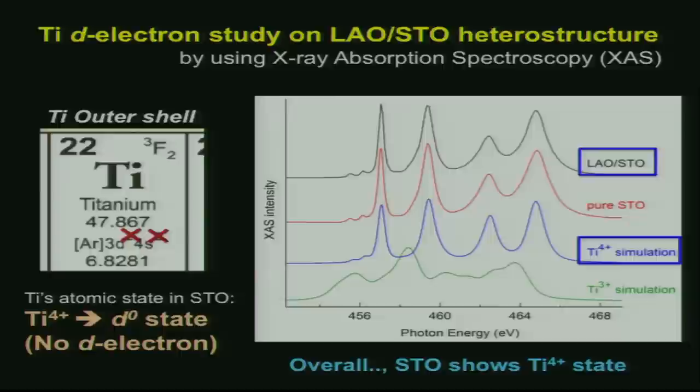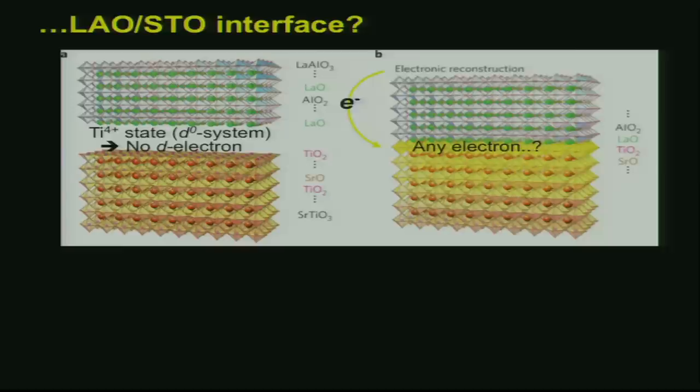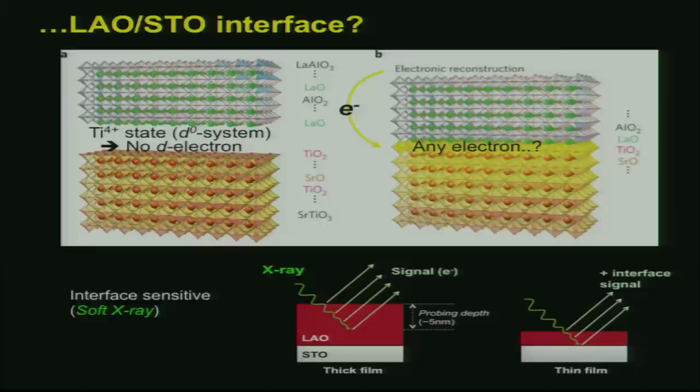That's true, we don't know. Because people expected that the electron is around some interfacial region. So that's why we want to do an interfacial study. So that is if we use soft X-rays. Soft X-ray energy is 10 times smaller than hard X-ray, weaker. It means the wavelength is bigger.